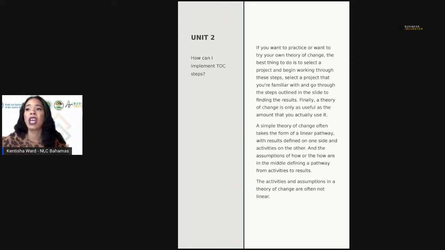Finally, a theory of change is only as useful as the amount that you actually use it. A simple theory of change often takes the form of a linear pathway with results defined on one side and activities on the other end. The assumptions, or the how, are in the middle, defining a pathway from activities to results. The activities and assumptions in the theory of change are often not linear.